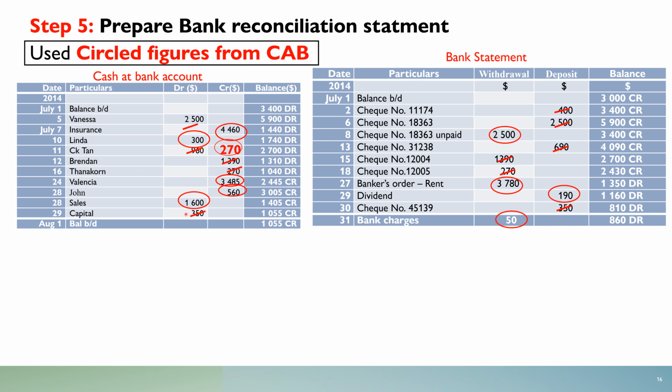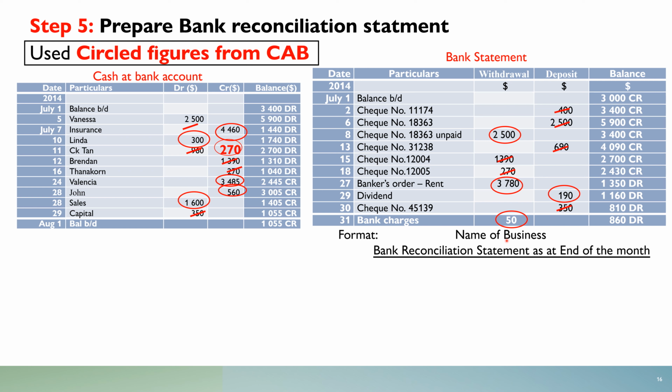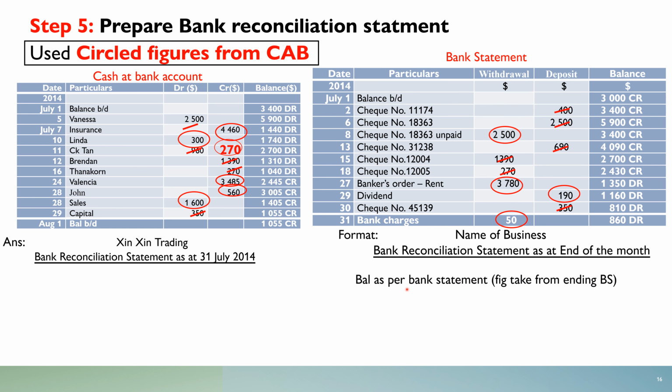There is also a certain format that you need to follow. So this is the format. You start with the name of the business, then write bank reconciliation statement as at the end of the month. We do it step by step. According to this question, it is Sing Sing Trading, the name of the business, bank reconciliation statement as of 31st July 2014.